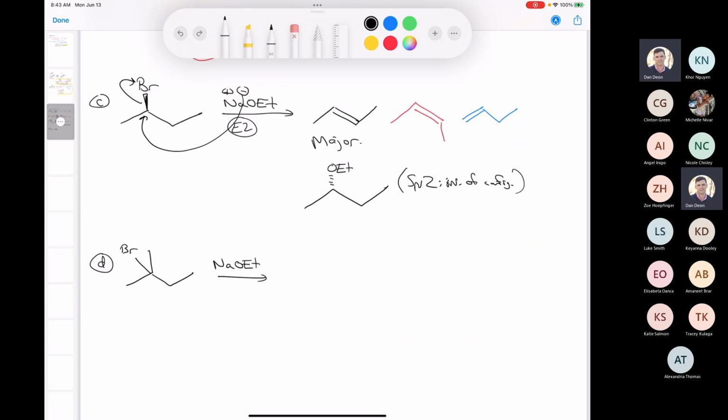Strong base, strong nucleophile, but a tertiary alkyl halide. What's the only thing that's going to happen here? The only type of mechanism? If you have to refer back to the table, if you're still practicing, go ahead. Would it be SN1, SN2, E1, or E2?